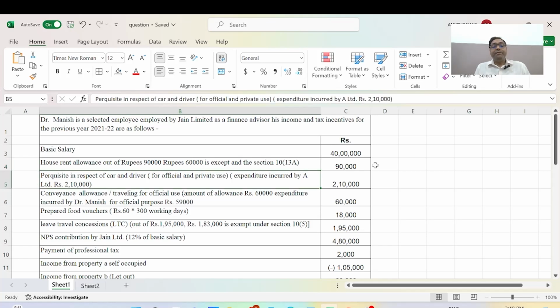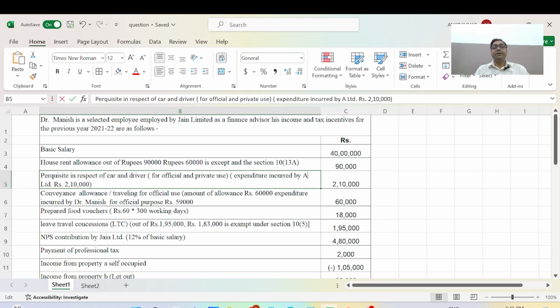Perquisites in respect of salary: if a company provides any facilities out of the salary, they come under perquisites. A perquisite is part of your salary and will be added in the calculation of income of an individual. Perquisite in respect of car and driver: the car and driver are used for both official and private use, and the expenditure is incurred by JAL Limited.